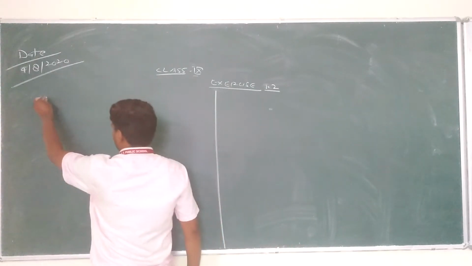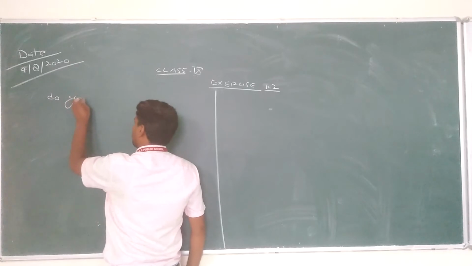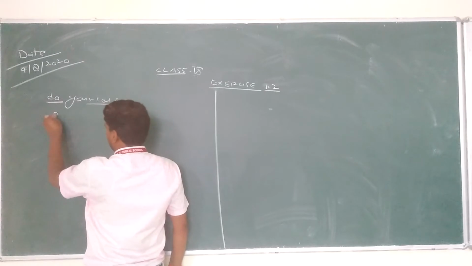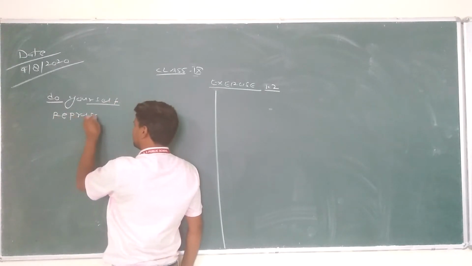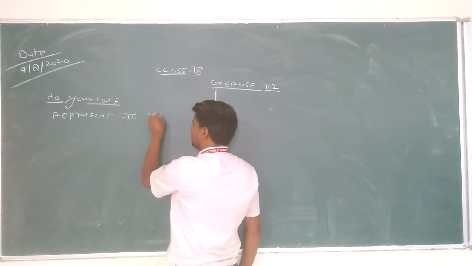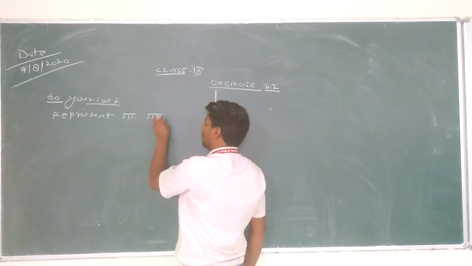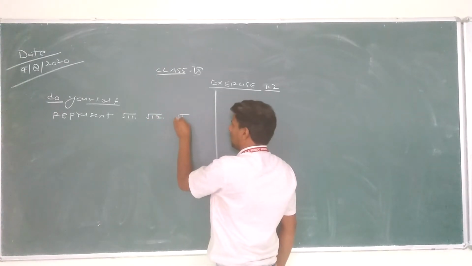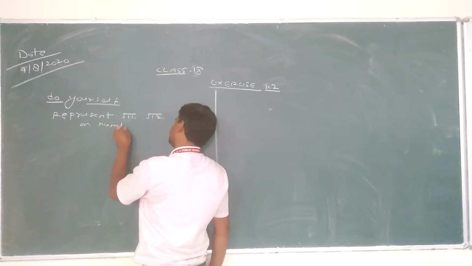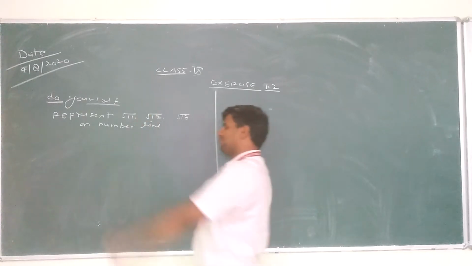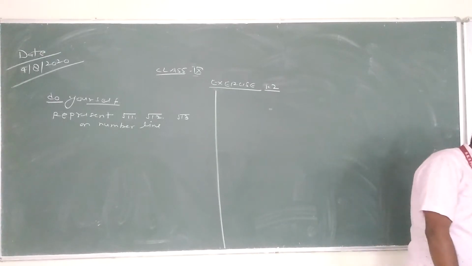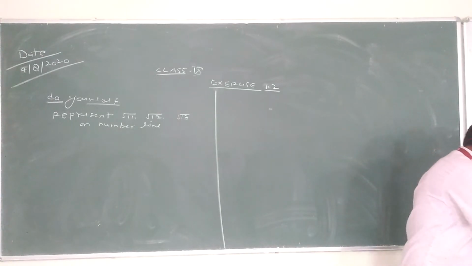Okay, so do it yourself: represent root of 11, root of 12 and root of 13 on the number line. Okay, that's clear. So then after that we enter the exercise, that is exercise 1.2.